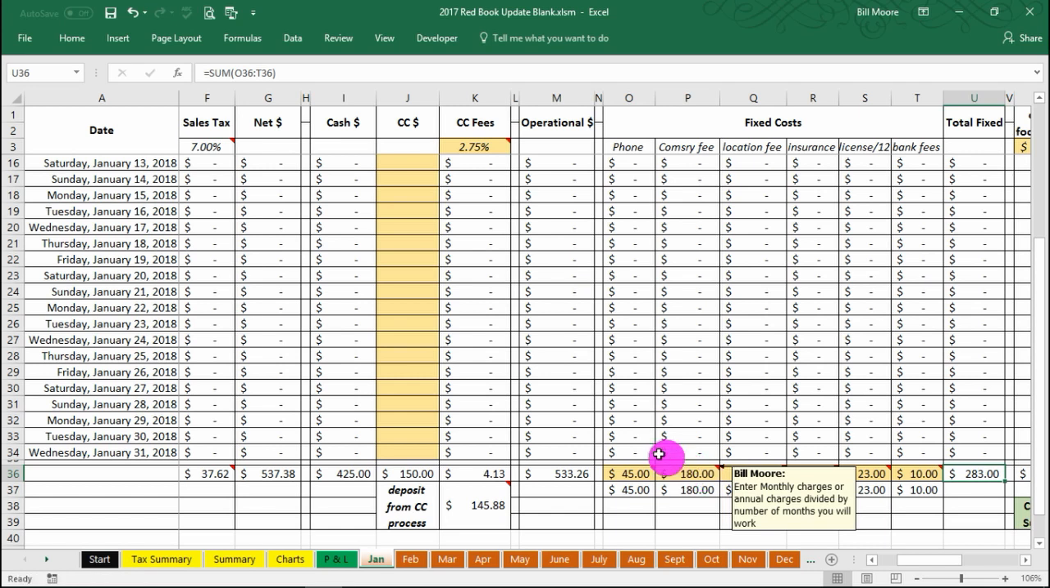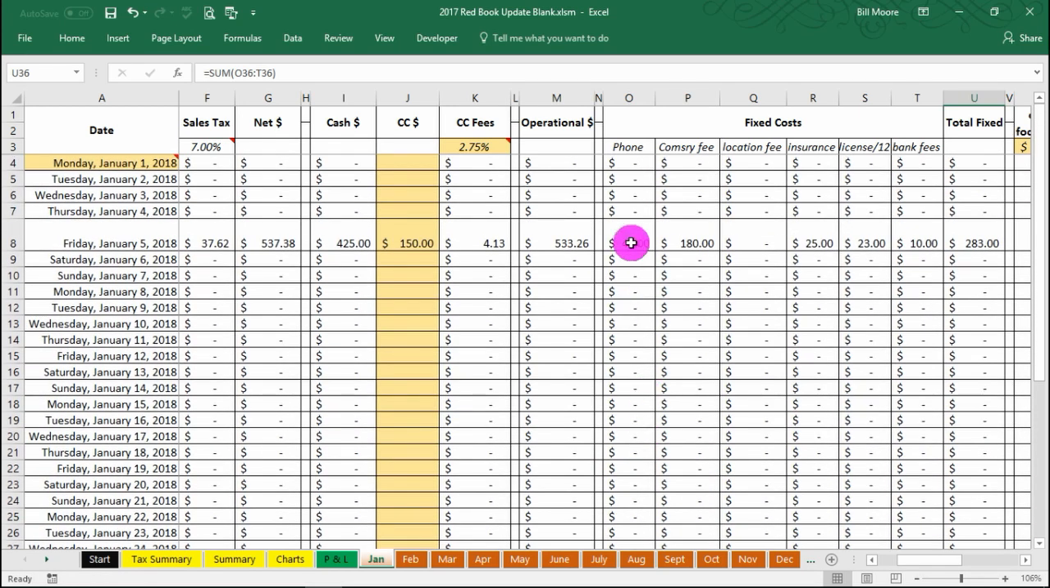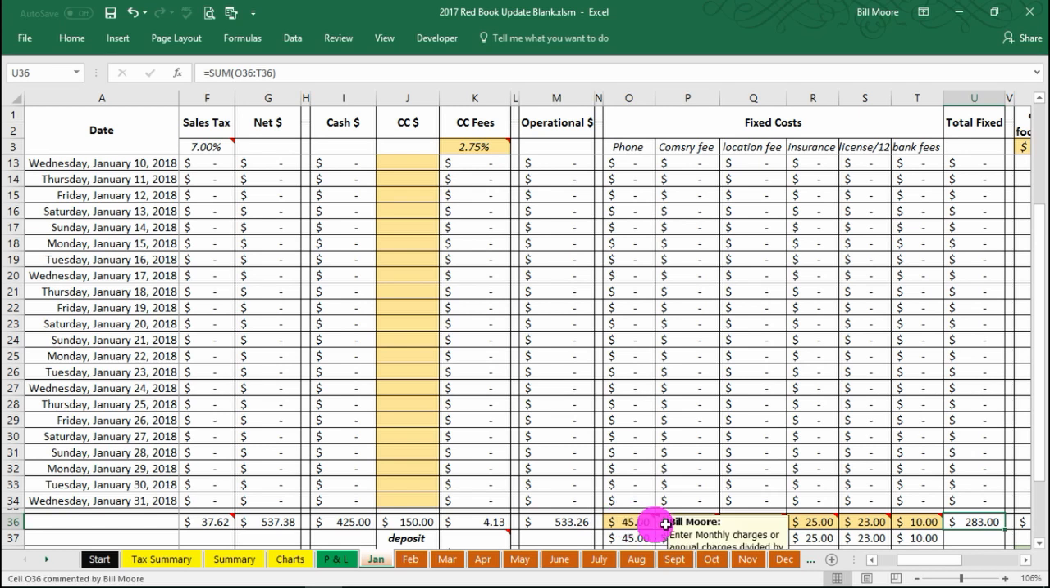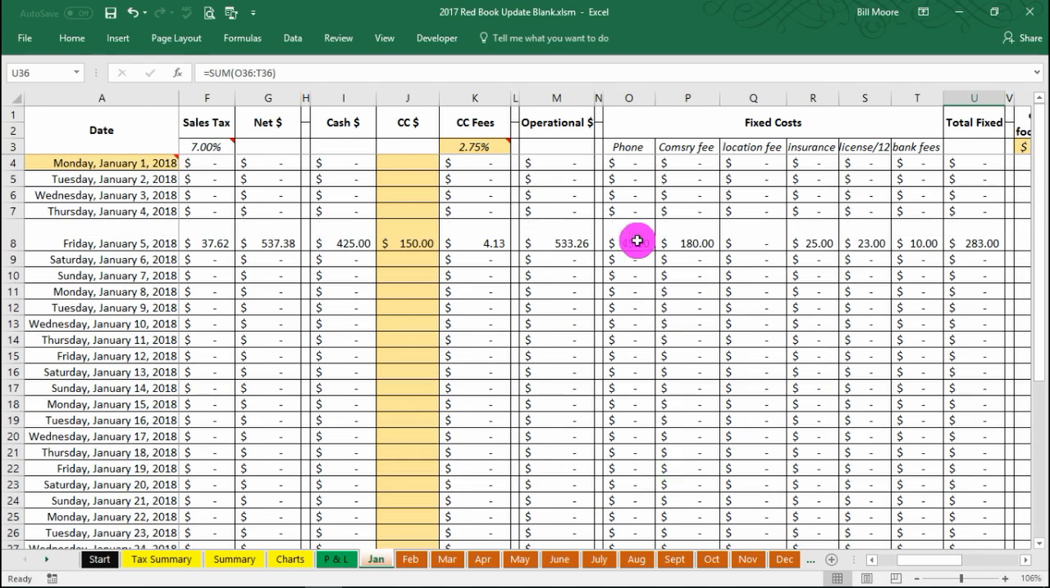So now every time that I vend, as you can see right here, it will divide whatever I put in as a monthly fee by the number of days I'm open. So right now, since I've only totaled, I've been open one day, it has taken that entire monthly fee. Because I don't know what the future is going to hold. It could rain the whole rest of the month, and that will be my only sales for the month.